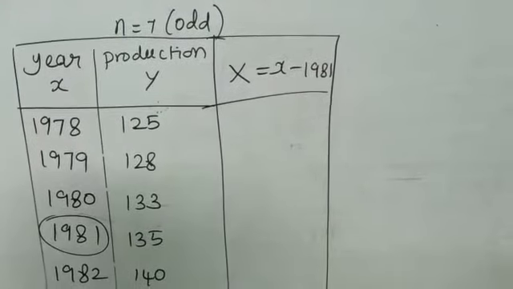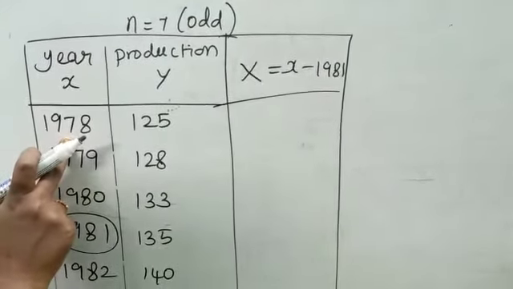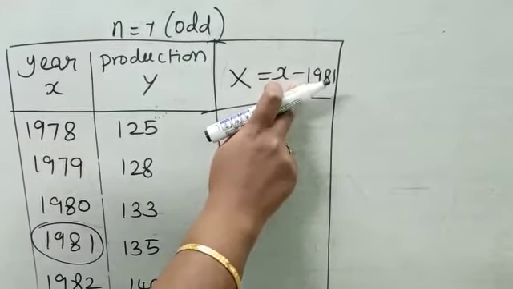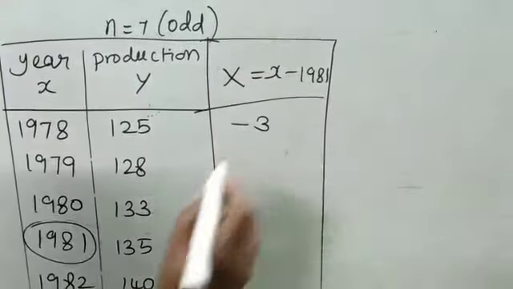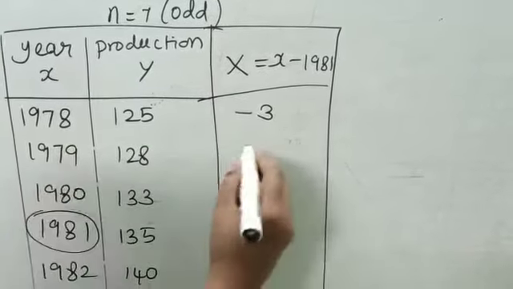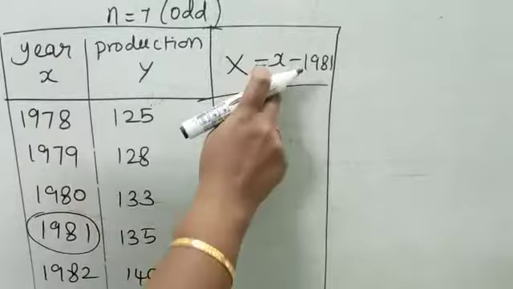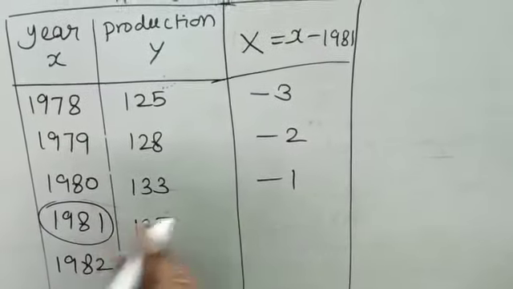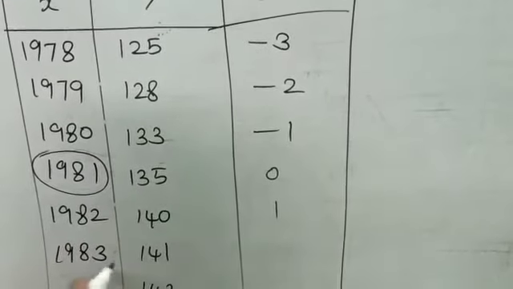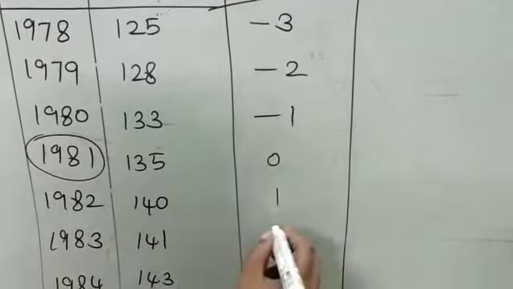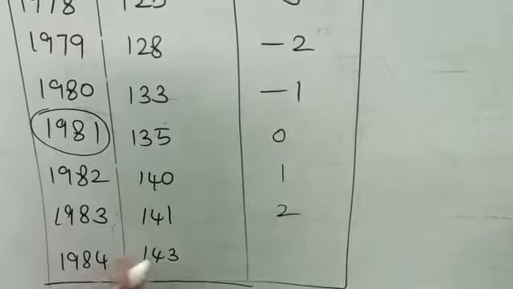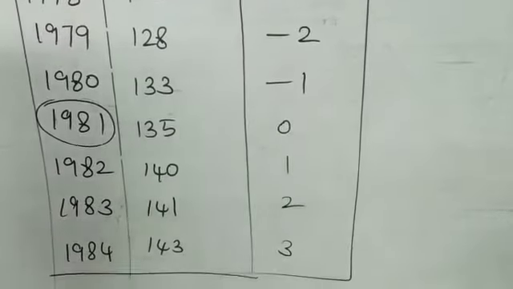We are going to subtract 1981. The first row small x is 1978 minus 1981: 78 minus 81, that is minus 3. Next, 1979 minus 1981 is minus 2. 1980 minus 1981, minus 1. 1981 minus 1981, 0. 1982 minus 1981, plus 1. 1983 minus 1981, plus 2. 1984 minus 1981, plus 3. Okay, we found our capital X value.